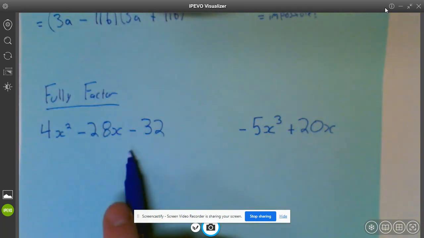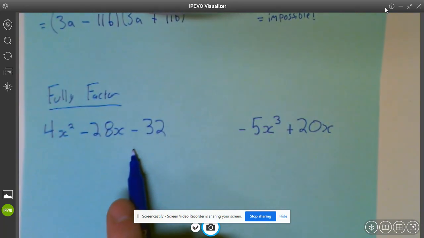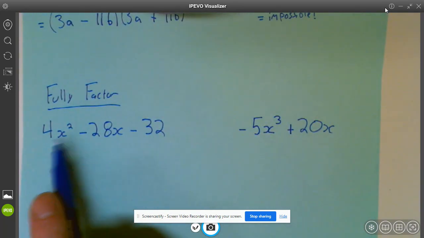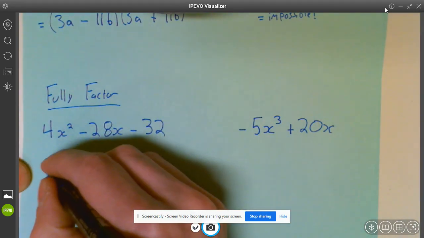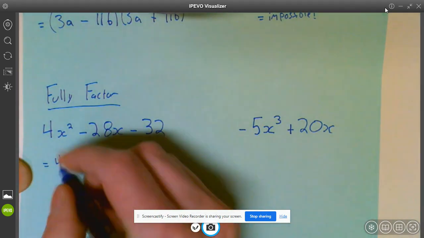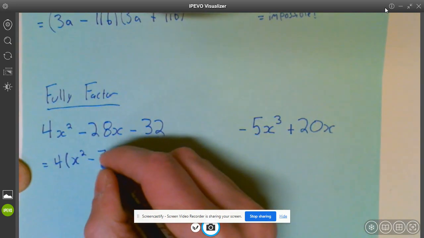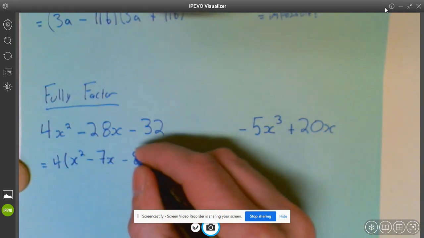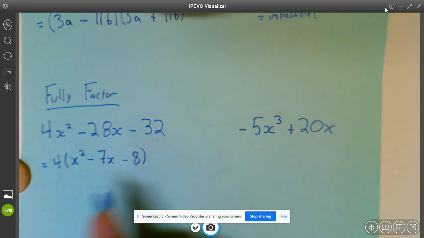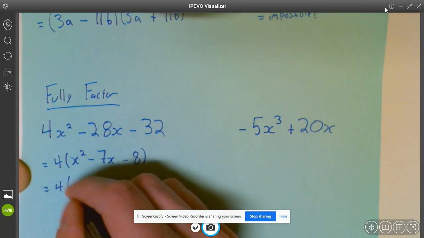If I see something like this, I don't want to jump to doing a complex trinomial right away. Instead, what I want to see is, what do these 3 terms share? They all share a 4, so I'm going to bring that 4 out front, and I'll put my quotient after I divide in the bracket. So I have x squared minus 7x minus 8. And oh, look, now I've got a simple trinomial, which is much easier and quicker.